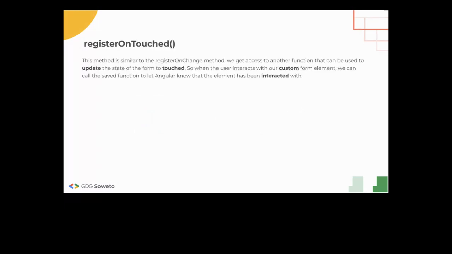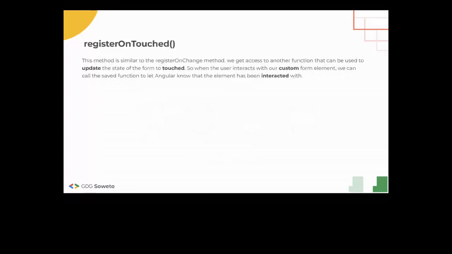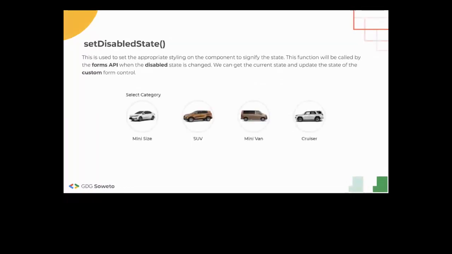The third method provided by this interface is registerOnTouched, which is very similar to registerOnChange we discussed just now. This method is for touch events. registerOnChange will be called when our application is accessed in the browser and the user clicks on any of the categories. Similarly, registerOnTouched is about the interaction. Let's suppose our application is open on a mobile or handheld device, so this will be called when the category is touched.